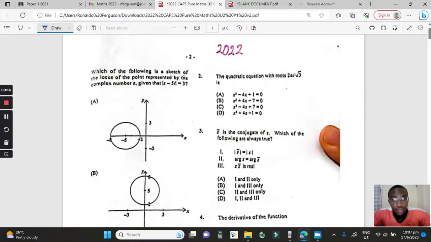We want the locus that represents the modulus of z minus 5i equal to 3. Notice this is really z minus in bracket (0 plus 5i) equal to 3. That means the center, the x value is 0, and the y value is 5, and the radius is 3. So we're looking for (0, 5) as the center.